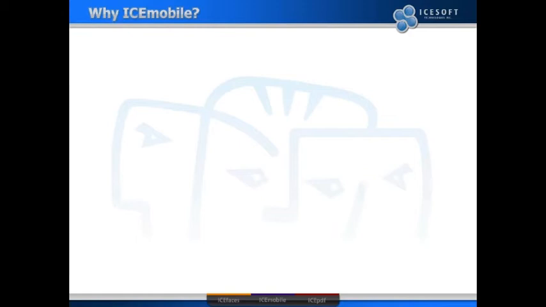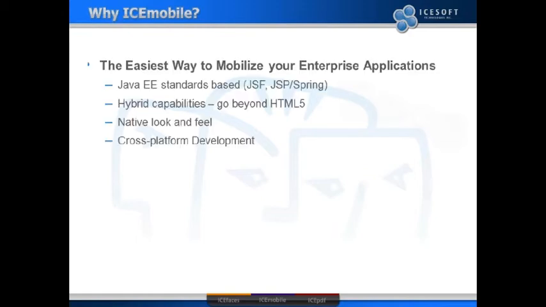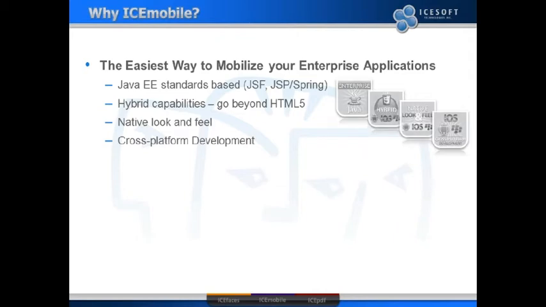Okay, so I'm just going to go over a few points here. Why ICEmobile? Well, there are many ways to write and deliver a mobile app. We appreciate that. And so I'd like to review a couple points here. Why might ICEmobile be a good option? We believe that ICEmobile is really the easiest choice for writing a mobile application. If you're a Java EE shop, that means you can stick with Java EE standards, including JSF, JSP, and Spring. And the hybrid capabilities of ICEmobile let you go much farther beyond HTML5 and let you access powerful device features.